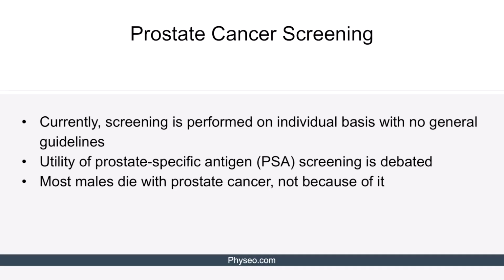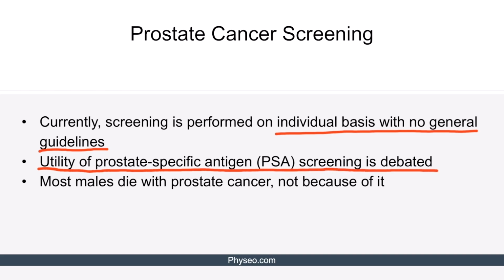Now let's talk about prostate cancer screening. Unlike cervical cancer, screening protocols for prostate cancer are less established. Currently, screening is performed on an individual basis with no general guidelines to follow, which isn't super helpful, but in a way, it makes your life a little bit easier because there's not some strict routine that you have to follow. Additionally, the utility of prostate-specific antigen, or PSA, as a screening tool is hotly debated. So, PSA screening is unlikely to be the correct answer on exams.